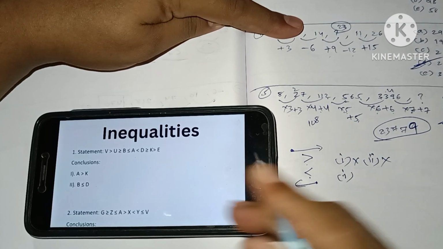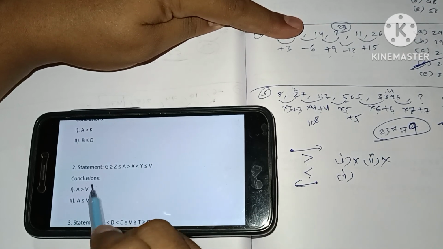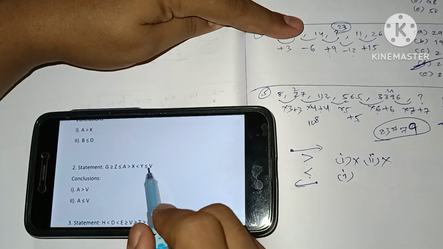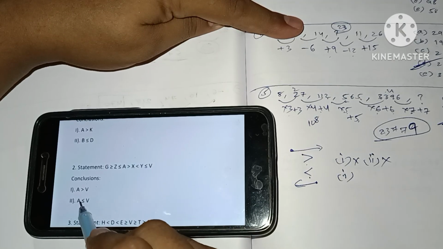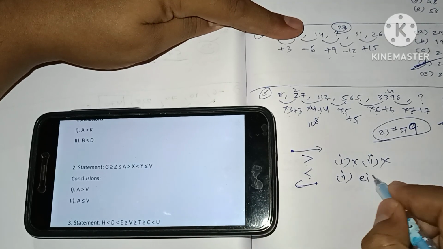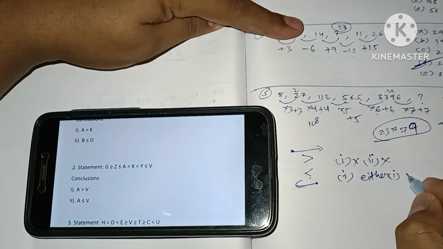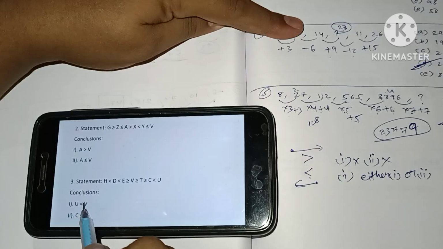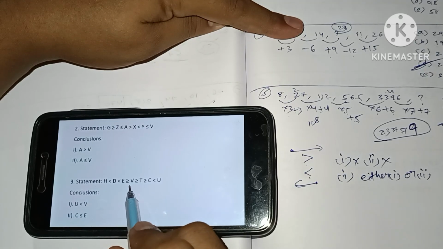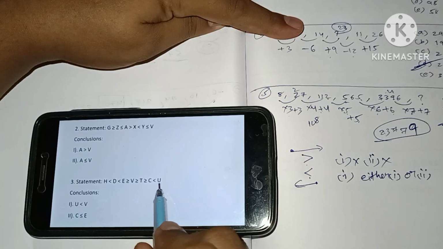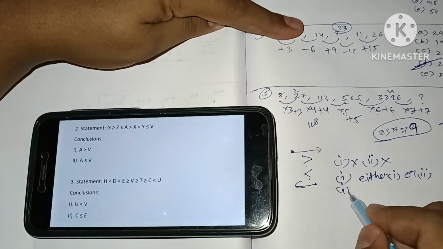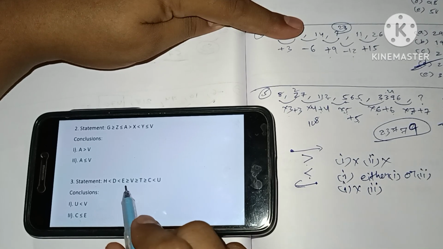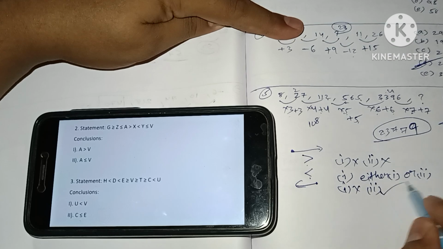Second question, first conclusion, from A to V. A to V not possible. V to A, it is also not possible. A greater lesser equals to, so answer is either 1 or 2. Next, third one, V to U. From V we cannot able to reach to U. First conclusion will be false. Second conclusion, E to C with equal to, true.